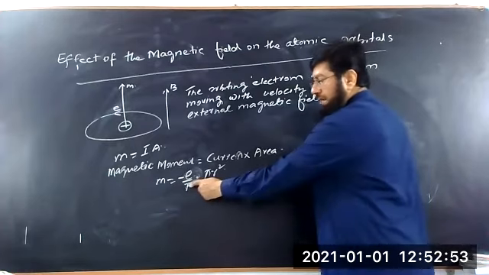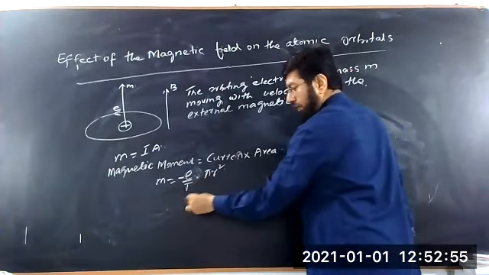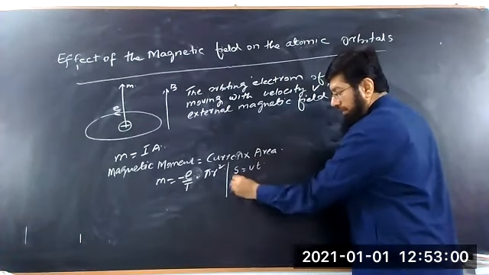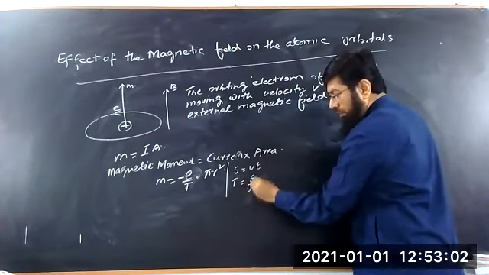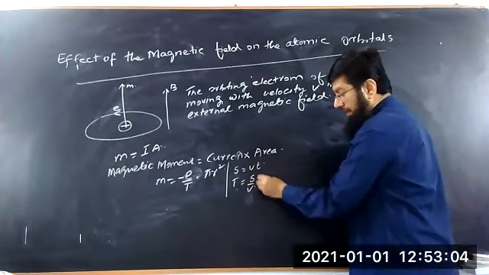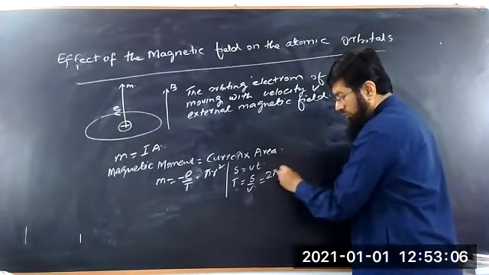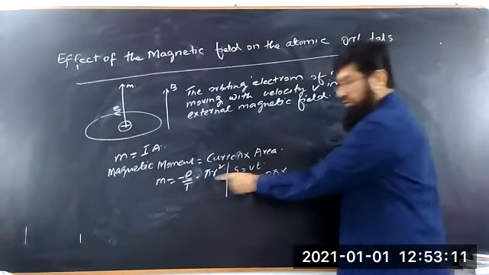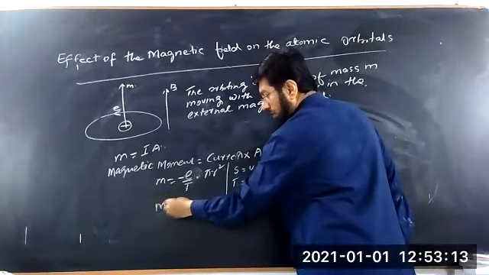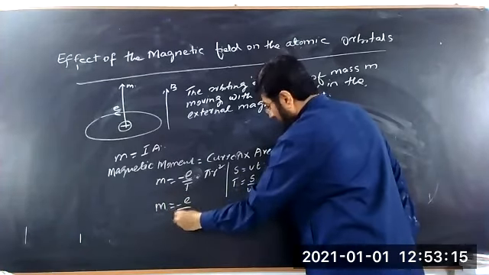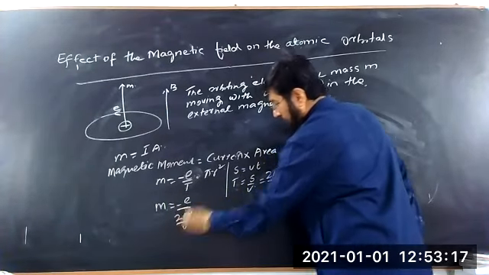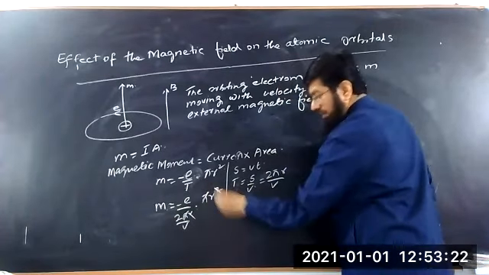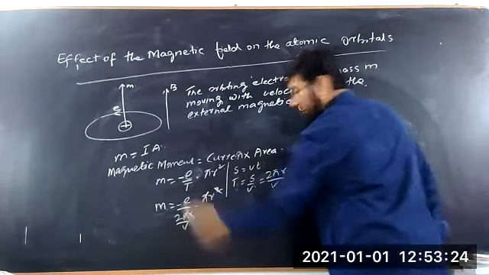This t is the time period, and time period is defined by a simple equation. You know that S is equal to Vt, and this t is equal to S upon V. This t is the time period, then S will be equal to the circumference, which is equal to 2 pi r, upon V. So substitute this value of t over there. You will get M is equal to minus e upon 2 pi r upon V, into pi r square. This pi cancels, one r goes, and V goes upward.